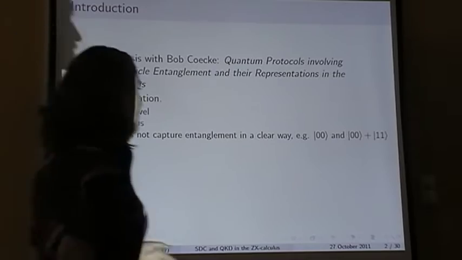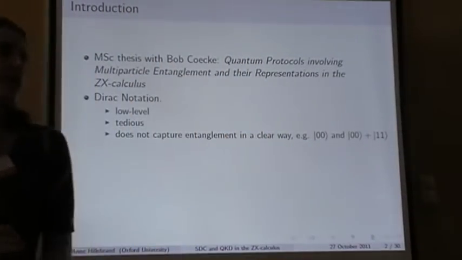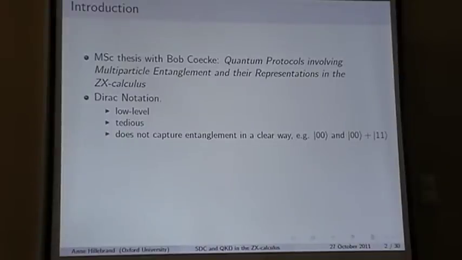So for example, if you have this state and this state, they look a lot like each other, but they're very different in terms of entanglement, because the first one is not entangled at all, and the second one is actually maximally entangled. So it's very different.